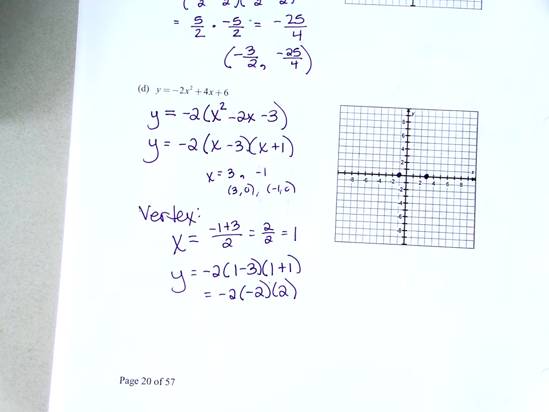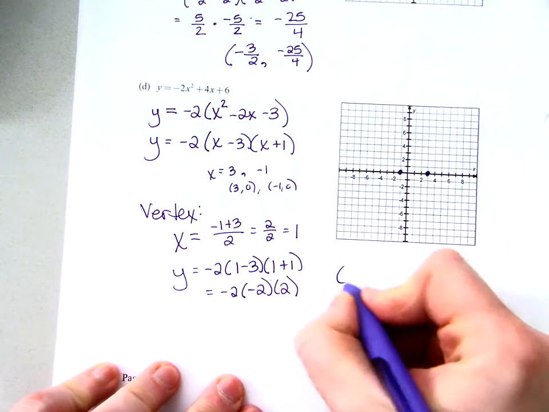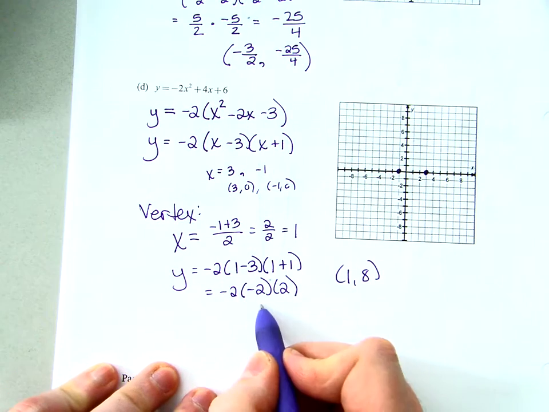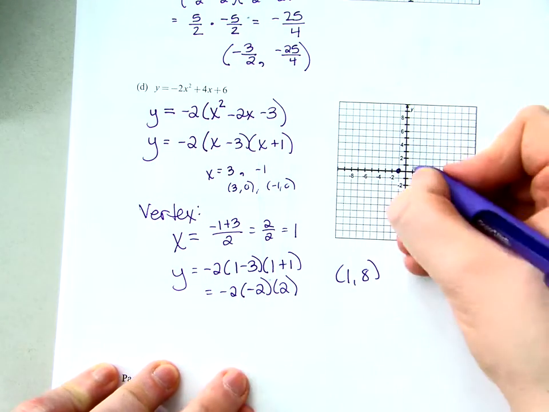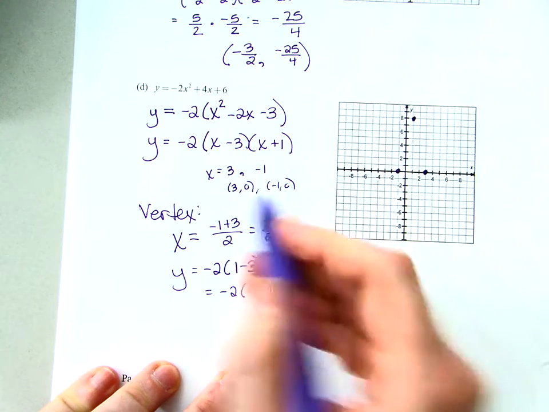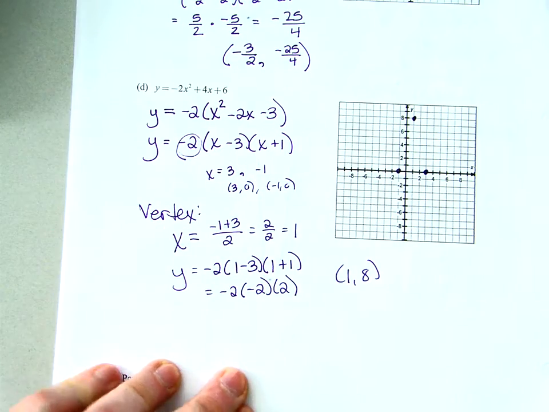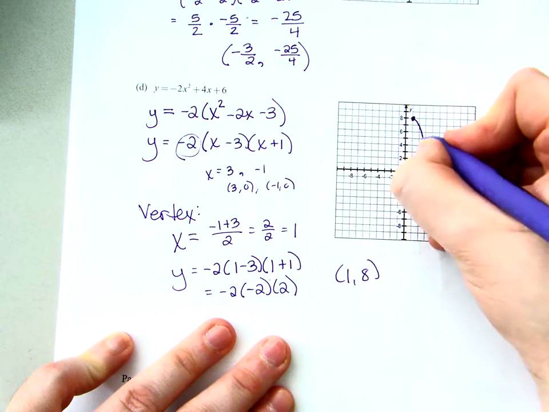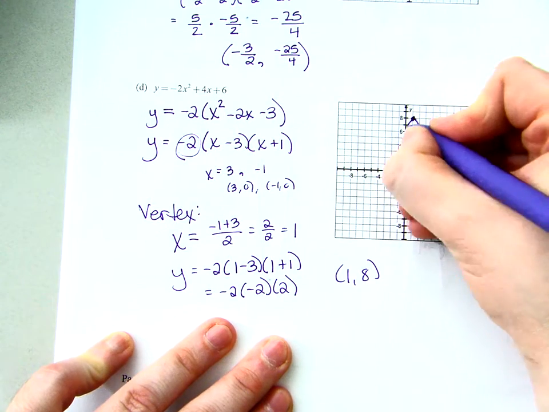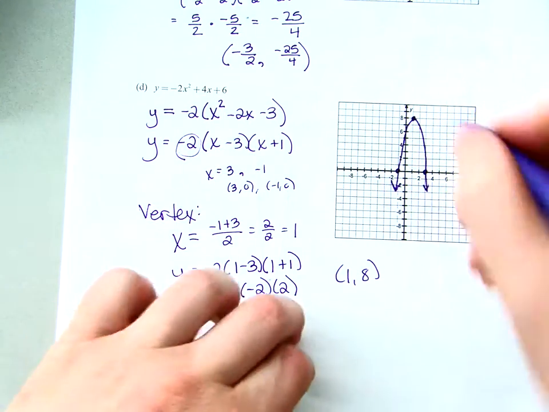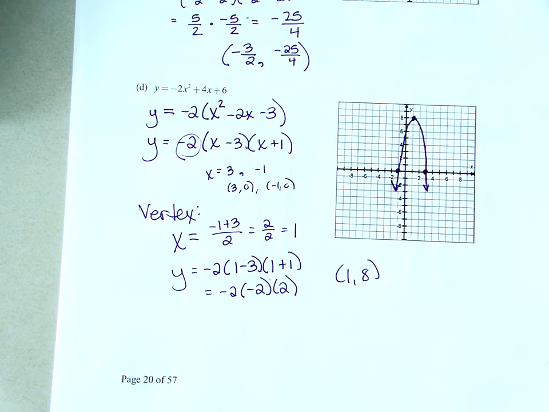Not negative. Positive 1 comma what? What are you getting for your y? I'm getting an 8. Positive 1 comma, -2 times -2 is 4 times 2 is 8. (1, 8). I knew from the start, though, it should open down and it should be a little narrower than normal, and I think that'll do it. Opening down, little narrower than normal. So in the homework, you're first going to need to factor these things to get the x-intercepts, and then vertex in the middle.